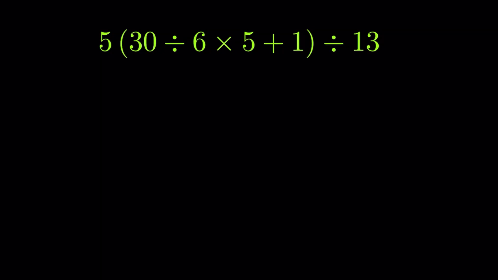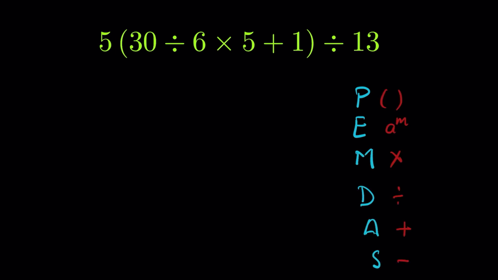5 (30 ÷ 6 × 5 + 1) ÷ 13. How do you solve this? So this is a question of order of operation. In order of operation, we first solve parenthesis, then comes exponent, multiplication, division, addition, subtraction.